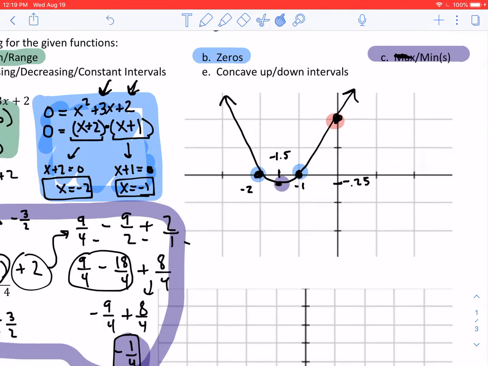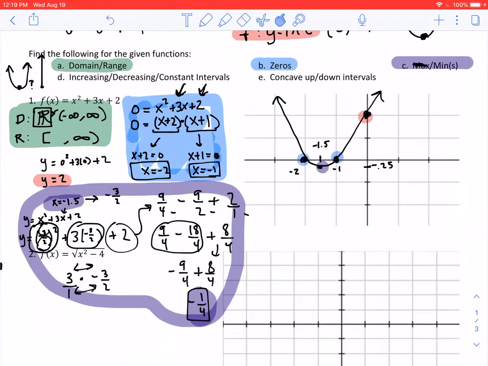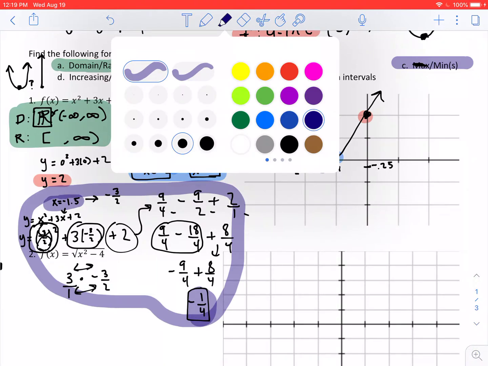Okay, let's see if we can't come up with the increasing, decreasing, and constant intervals, and is it concave up or concave down, those intervals. Let's do the easy one first. Let's do intervals of concavity.